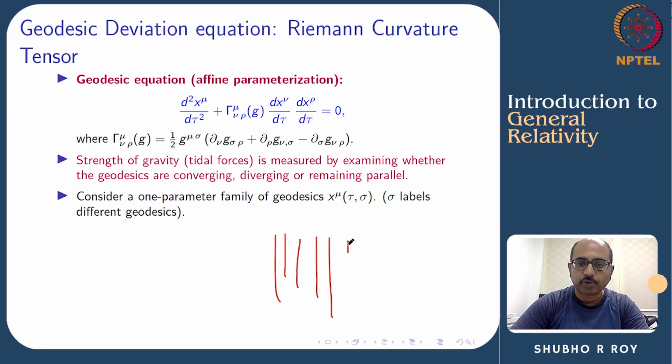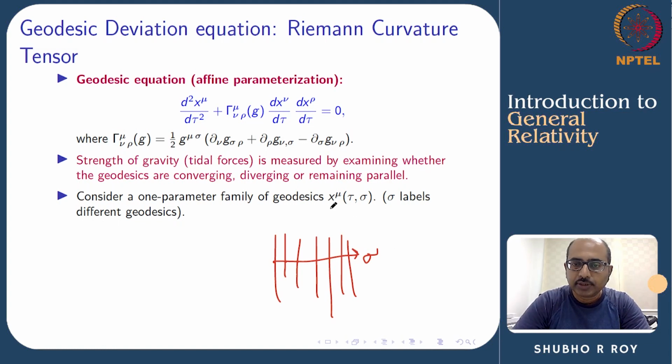When I say one parameter family, that means the geodesics are labeled by one parameter, which is called sigma. If I change sigma, I move from one geodesic to another. And so a continuous function of sigma, that means for the infinite domain, is a one parameter family of geodesics. If I dial sigma, I go from one geodesic to the other.